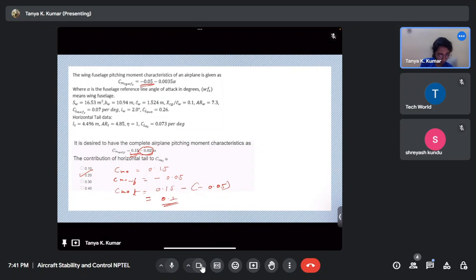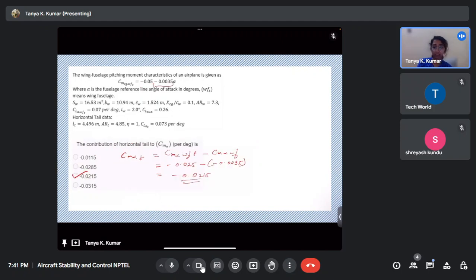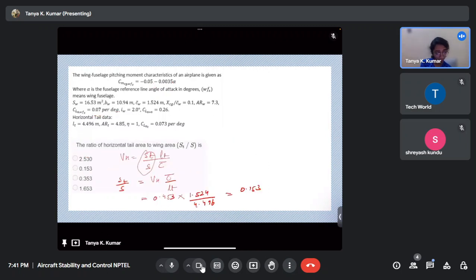And I think in the next question we had seen the contribution of tail towards Cm alpha. Again, it's a negative quantity, right? So there again, this corresponds to what we had just seen. So yeah, contribution of tail towards static stability is negative, so it contributes towards stability. What else can we understand from this set of data? That's it. Okay, let's move on to the next question.